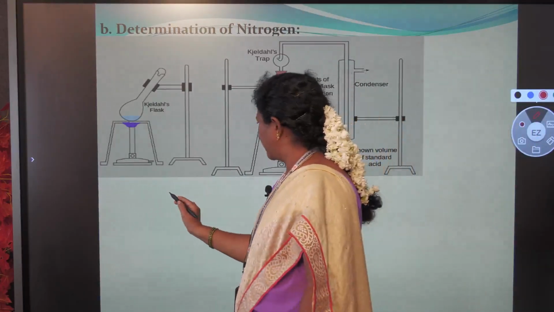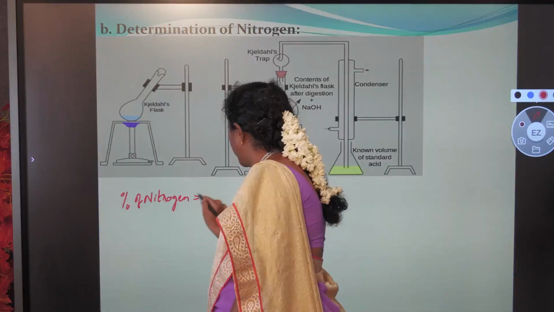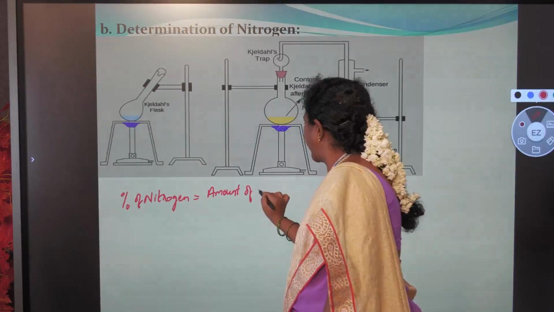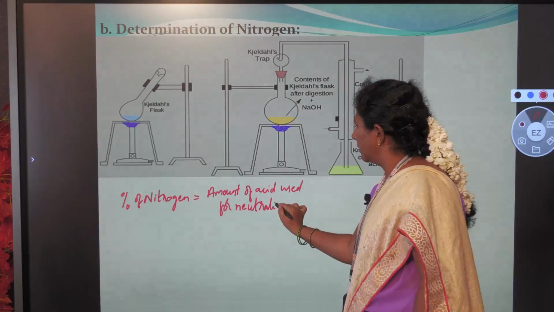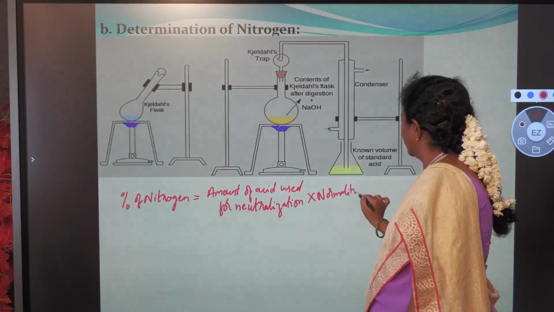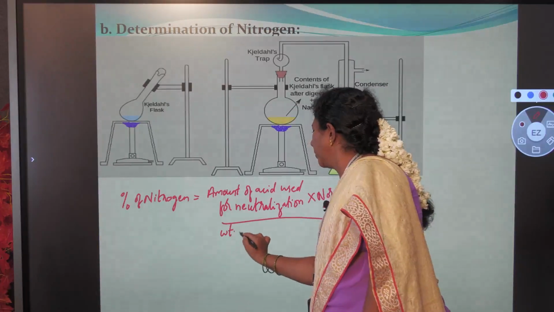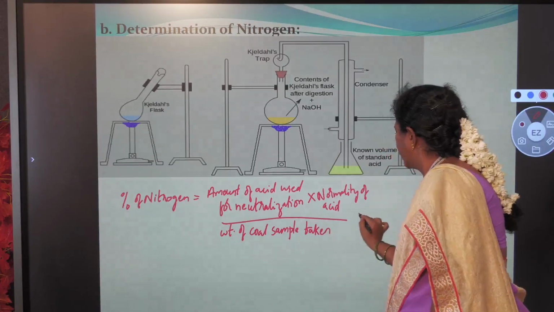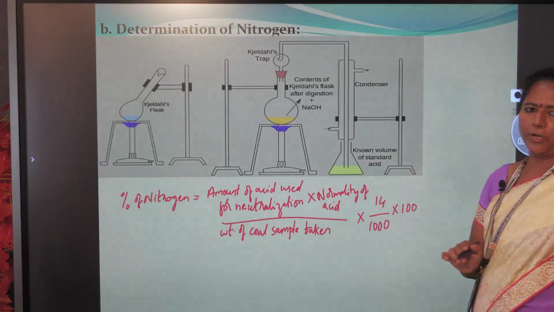So we will determine as follows: percentage of nitrogen will be equal to amount of acid used for neutralization into normality of acid by weight of coal sample taken into 14 by 1000 into 100.